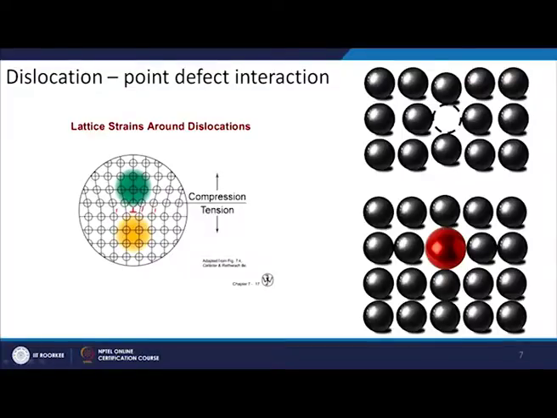With screw dislocation you do not get two different strain fields, there is a spherical or a circular strain field around the dislocation. Okay. So, in that case it will be different from what you are seeing in the edge dislocation.